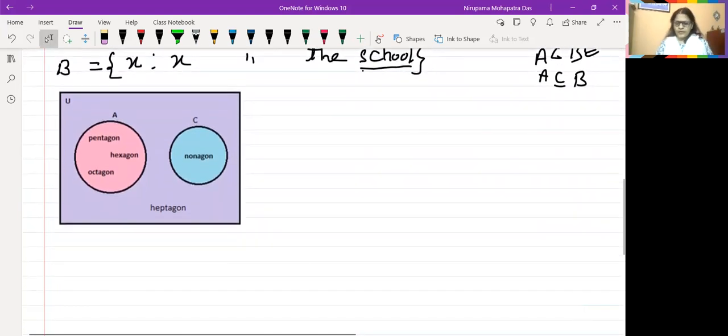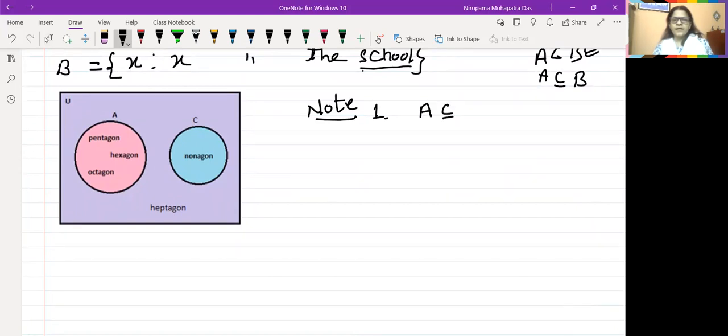Before going to the next concept, let me take some observations also. First observation is, we can say every set is a subset of itself. You can write here every set is a subset of itself.